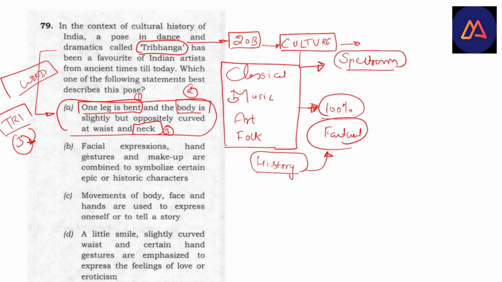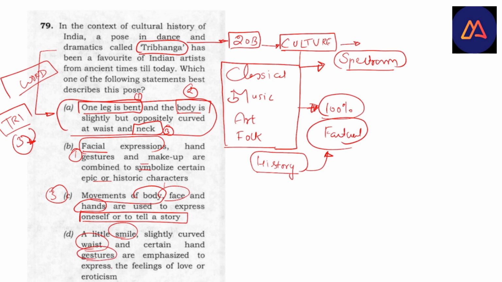And the others, you can also see, facial expressions and makeup combined with, see, this is 1, it is not 3. Movements of body, face, hands are used to, okay, this is 3 is there. Body is there, face is there, hands is there. But how oneself, this could have been a little smile, curved waist, certain hand gestures. So this smile, if you see, Tribanga, smile is part of the face. So 3 parts should be there.